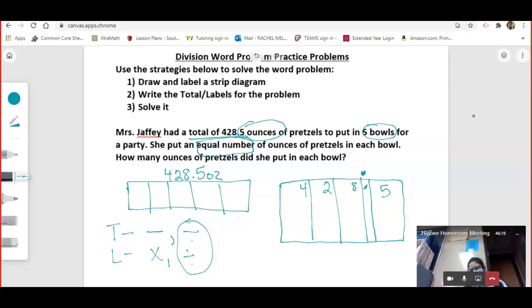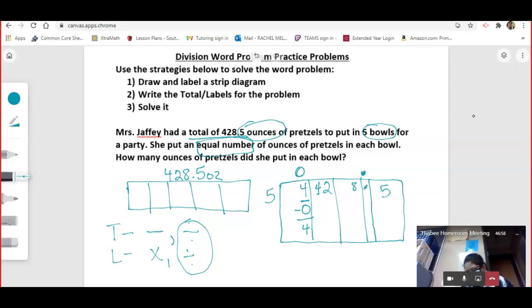All right, and how many bowls do we have? 5. Okay, so we're going to be dividing by 5. If I start with 4, do I have enough to make a group? No. So what's 0 times 5? 0. So I'm left with 4. Remember that 4 goes to the next place value. Right now it's in the 100 spot, but now it's going to go to the 10 spot. So now I have 42.